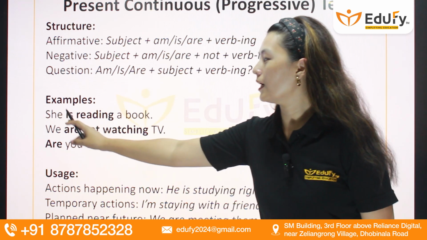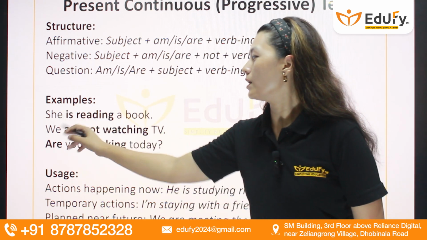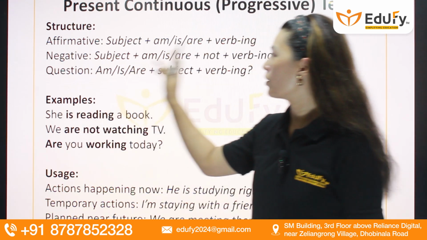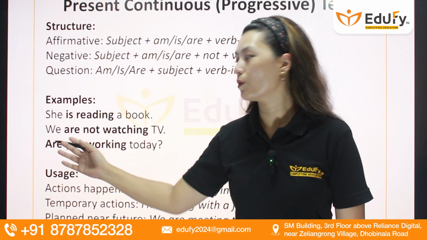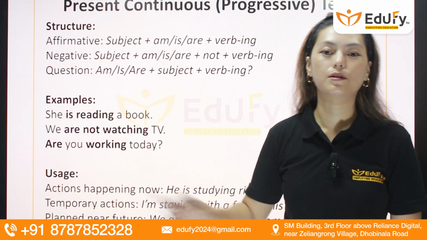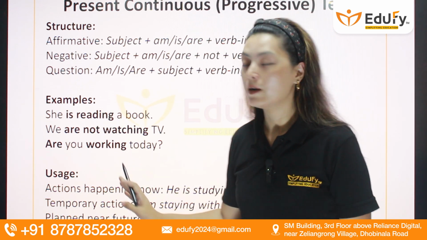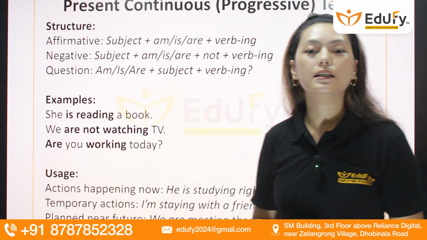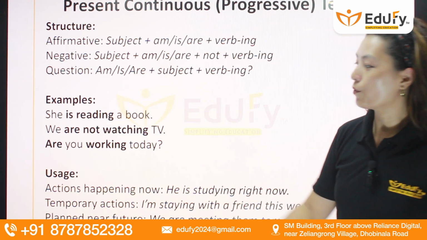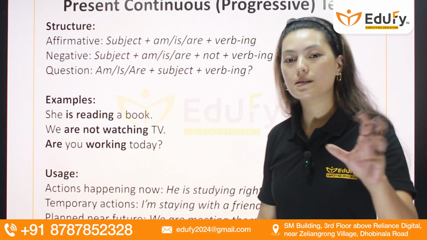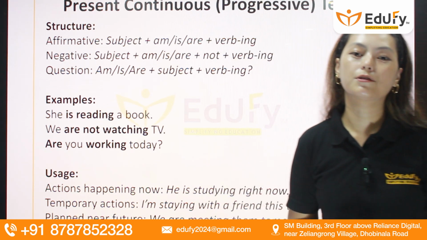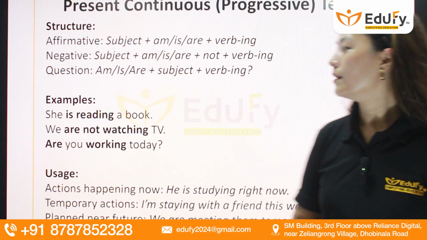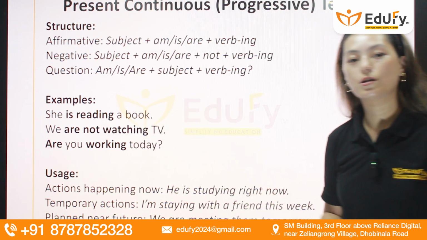You look here, she is reading a book. She is the subject with the auxiliary verb is. Why is it is and not are? Because it's very simple. This one is a singular subject, so therefore the verb also becomes singular. And here we see that she is reading. Reading is a verb in the ing form. We have the combination of the subject plus the auxiliary verb is plus the verb in ing form. So what will it be? Present continuous tense. Next, we are not watching TV.